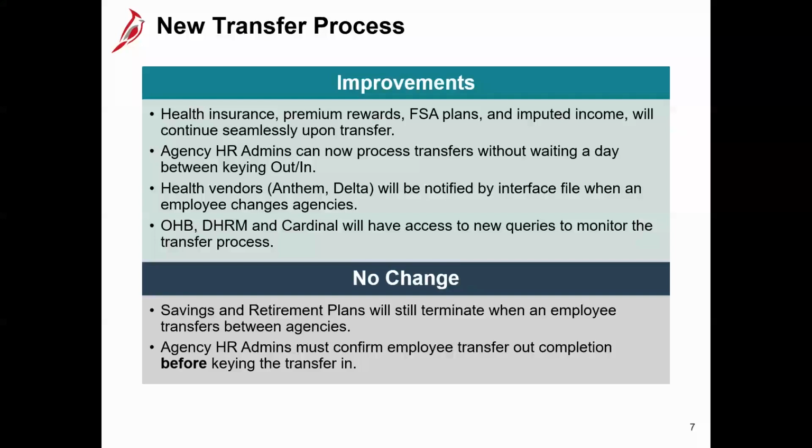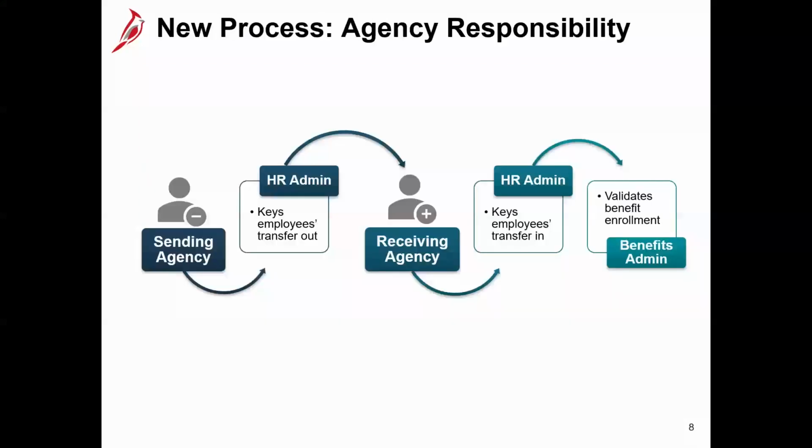Okay, so let's talk about that new process and what the responsibilities are in each area. I call this a little roadmap to what we're going to talk about today. For the sending agency, there's a role for the HR admin to play, which is to key out the employee's transfer. The receiving agency's HR admin is going to key and establish that employee's job record in that agency. And then the benefits administrator's job is really just to validate the benefit enrollment to make sure that everything is as it should be. All right, and let's go through those details right now.